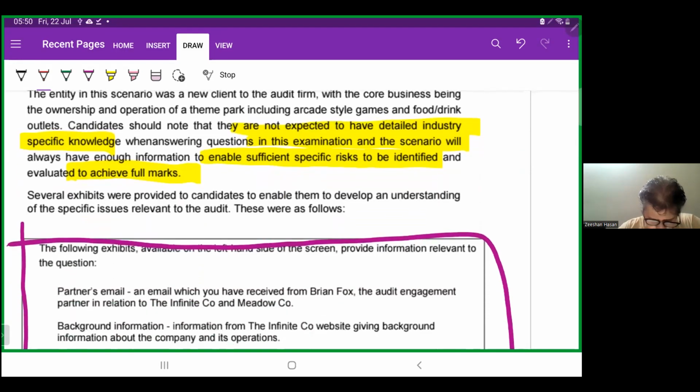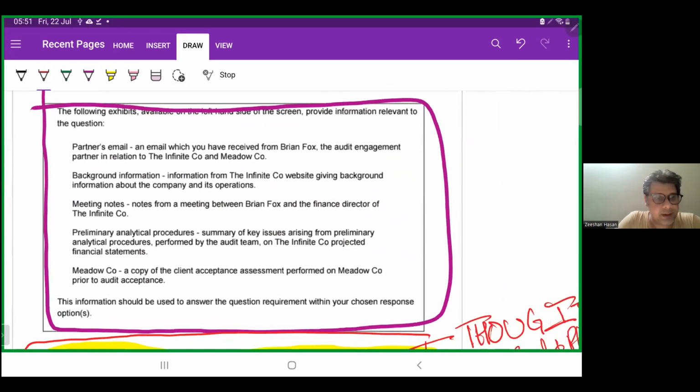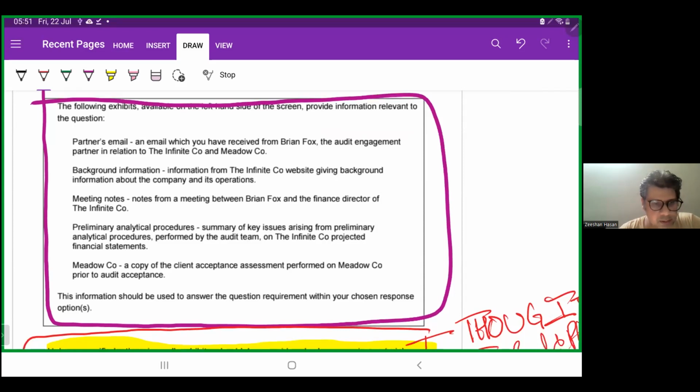Now, several exhibits were provided to candidates to help them develop an understanding of the specific issues relevant to the audit. These were as follows. The partner's email which you have received from Brian Fox, the audit engagement partner, in relation to the Infinite Co and Medico. Background information related to the Infinite company website, giving background information about the company. Meeting notes from a meeting between Brian Fox and the finance director of the Infinite company. Preliminary analytical procedures, a summary of key issues arising from preliminary analytical procedures performed by the audit team, and Medico, a copy of the client acceptance assessment performed on Medico prior to the audit procedure.